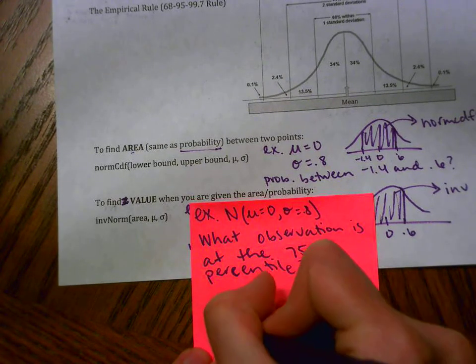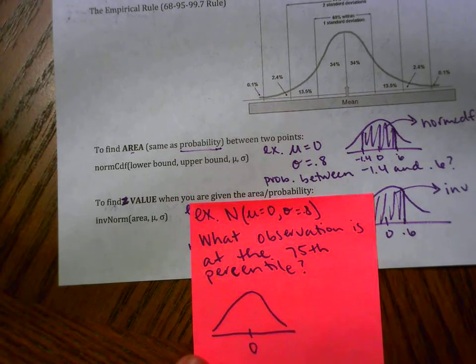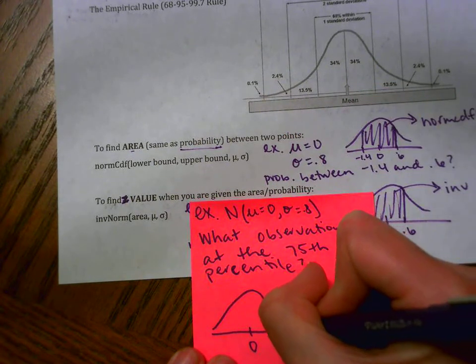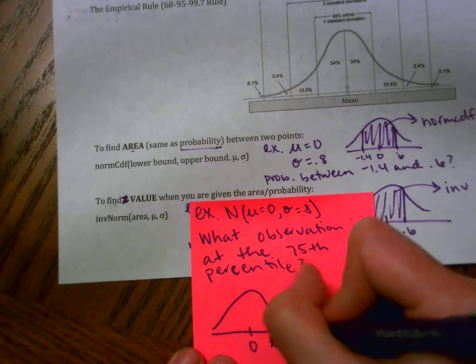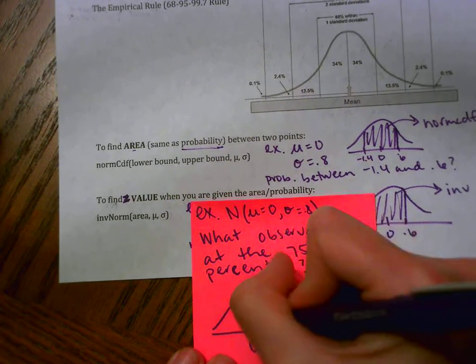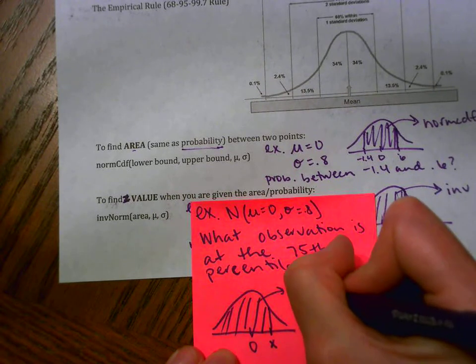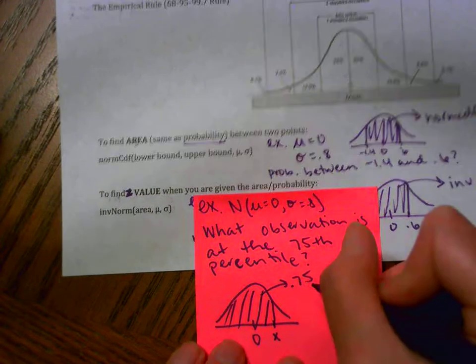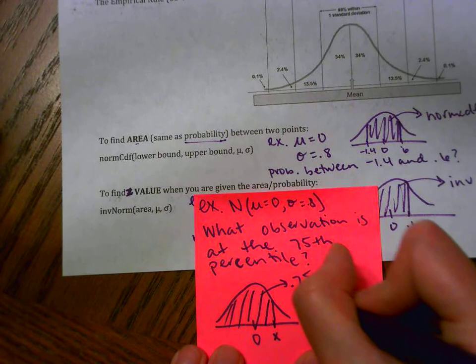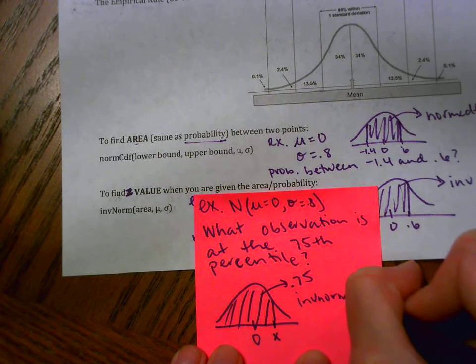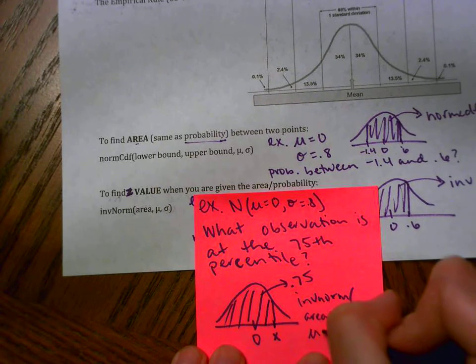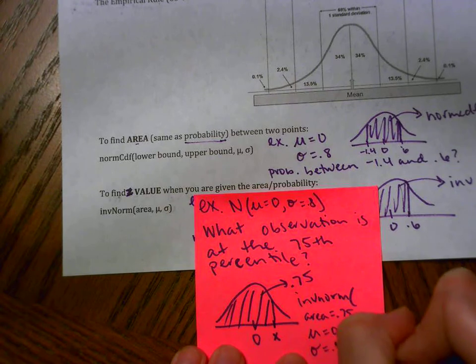So you would draw your same distribution, and we want to know what observation is at the 75th percentile, so that is the area below, which would mean your observation would be on the right side. We're looking for that value that gives an area of 75% below. I should have labeled that area. So to find this x, this observation, you would do inverse normal, and you would type in the area equals 0.75, the mean is 0, and the standard deviation is 0.8.